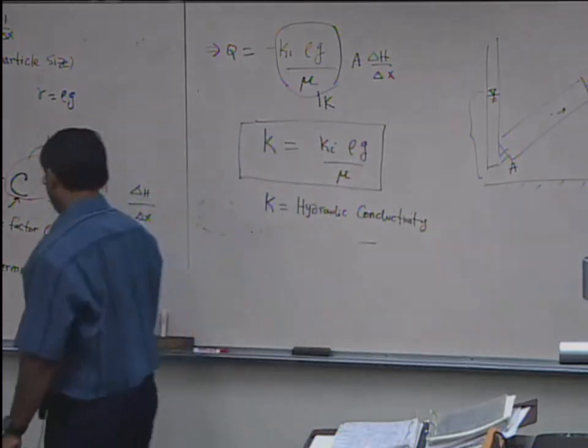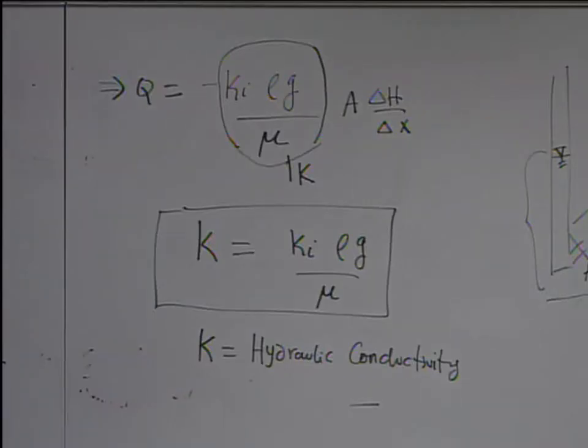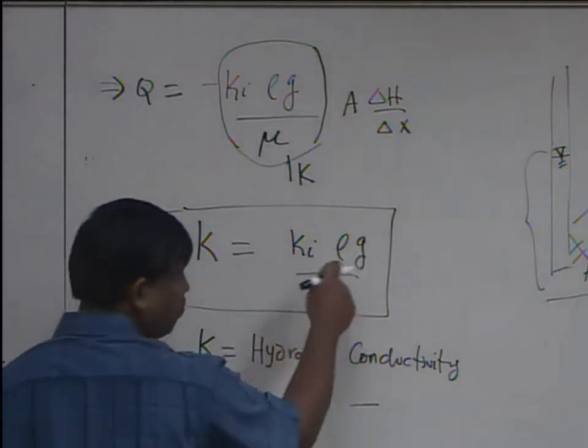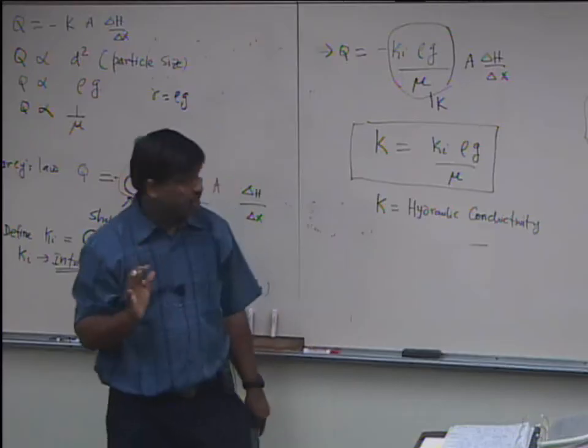Okay. Ki is intrinsic permeability. This is purely a function of material. Whereas this is a function of fluid and material. They are added together. Okay.